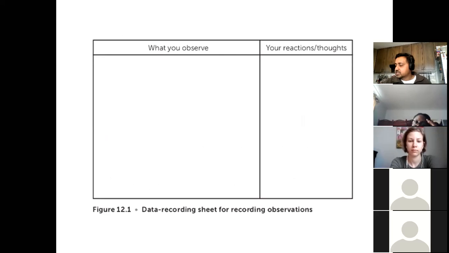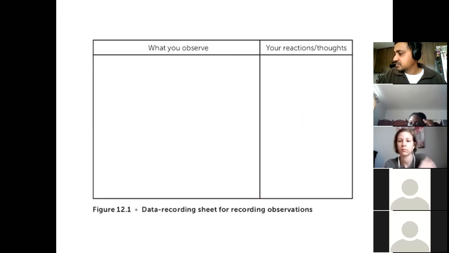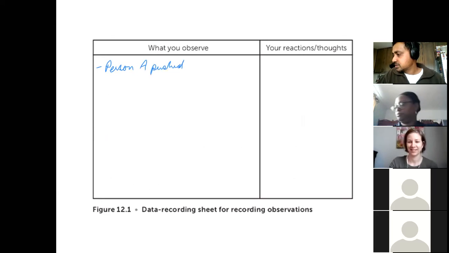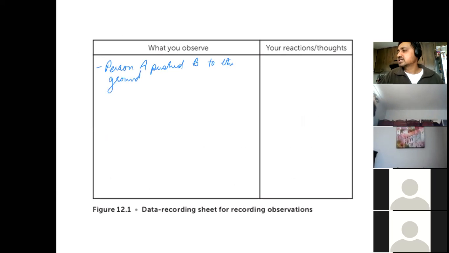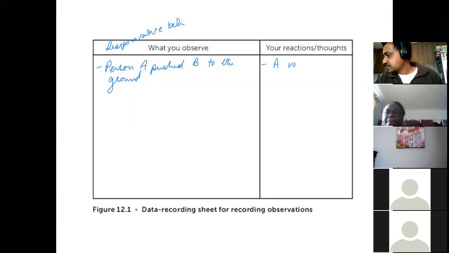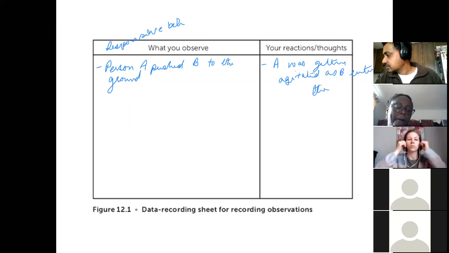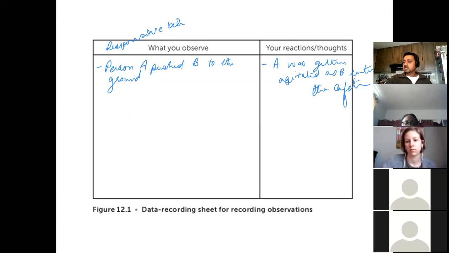You can write your context in a different box, but for example, what we observe as researchers, let's say person A pushed B to the ground. So let's say we are recording responsive behaviors. Now your perception might be that A was getting agitated as B entered the cafeteria. Right? And as you're recording responsive behaviors, you go ahead and code, and you write down what you observe and your own thoughts as you start recording these observations.